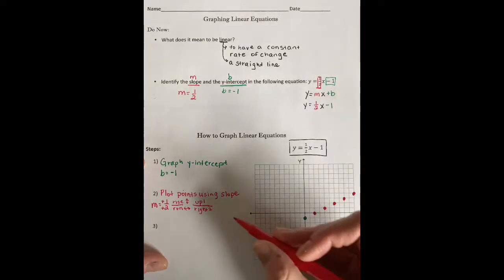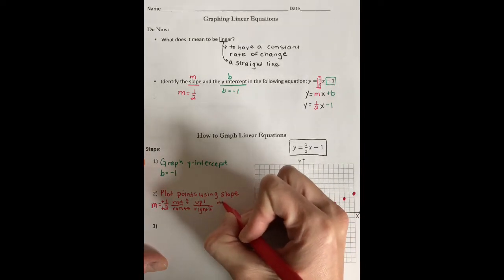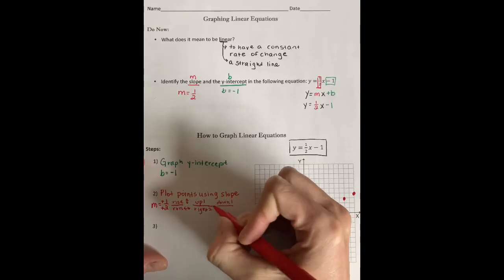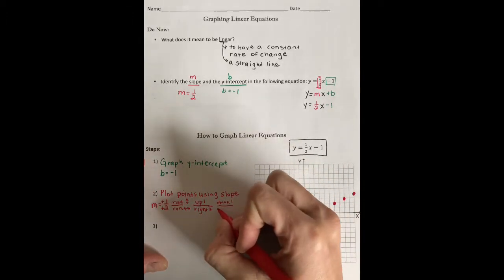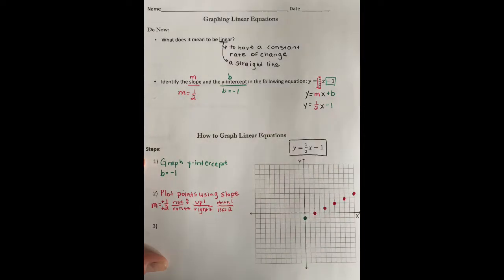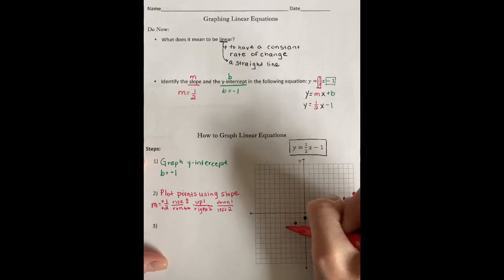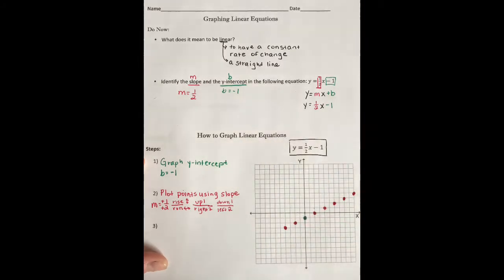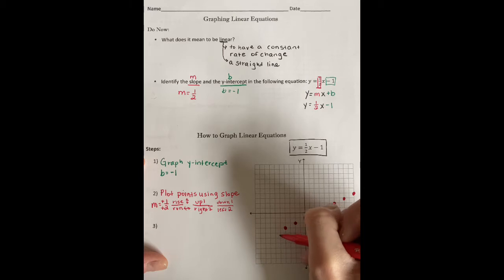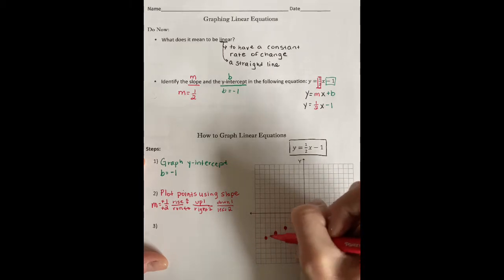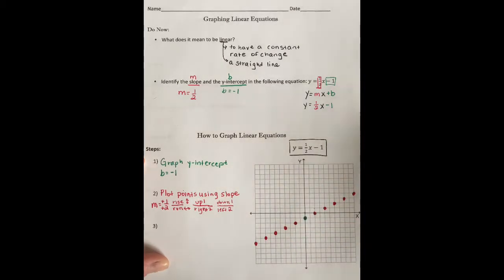Instead of going up 1, I'm going to go down 1. Instead of going right 2, I'm going to go left 2. So from that y-intercept there, I'm going to go down 1, left 2, and plot that point. Down 1, left 2, plot that point. Down 1, left 2, plot that point, and continue till I get to the end of the graph.